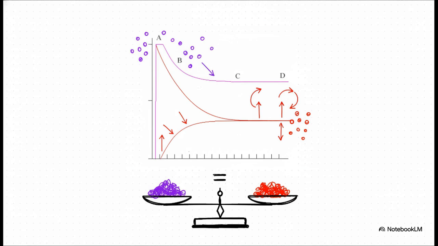So what's really fascinating is what happens when you watch a reversible reaction over time. You see something kind of like this. The amount of your reactants, that's the purple line, it goes down. And the amount of your products, the red line, goes up. But then they just stop changing. They level off and become constant. That steady state, that's what we call equilibrium.